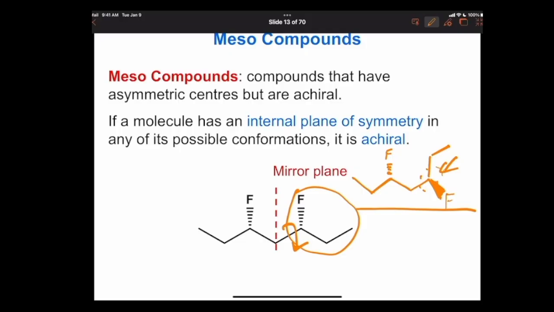Where's the mirror plane in this geometry? You cannot see it. That's what I'm saying. In a conformation, a mirror plane may not be obvious. It's still there, because if I were to take the molecule drawn like this and rotate it, I can now make the mirror plane show or appear. If a mirror plane exists in any one conformation, the whole molecule lost its chirality.